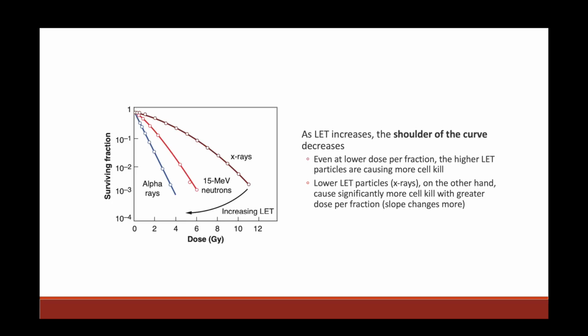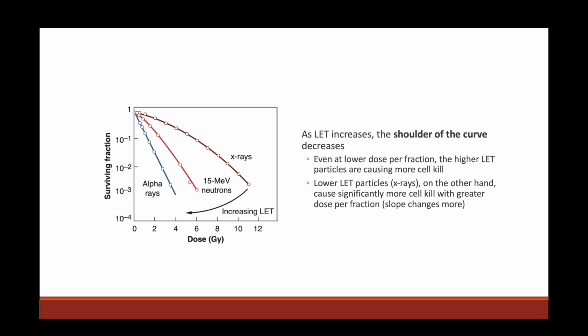If we look at the survival curve comparing X-rays, neutrons, and alpha rays, we can see that the LET increases as the shoulder of the curve decreases. So it always confused me, what is the shoulder of the curve? And I think it makes sense if you look at the X and Y axis. So in these survival curves, we're plotting the surviving fraction in the Y axis against the dose in the X axis. So with X-rays, the survival curve has a pretty large shoulder, meaning that initially in the curve, the slope is less than as we go further along the curve.